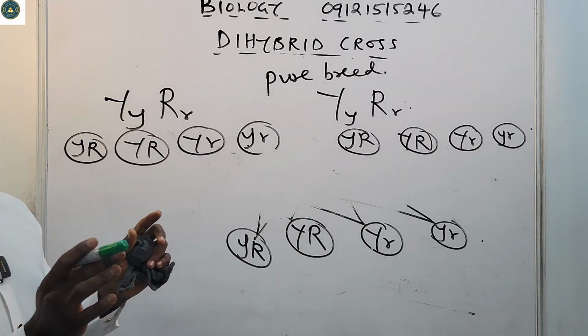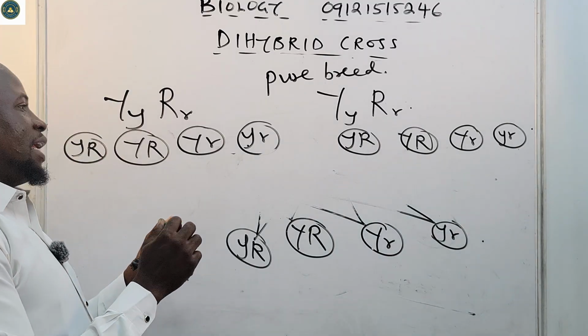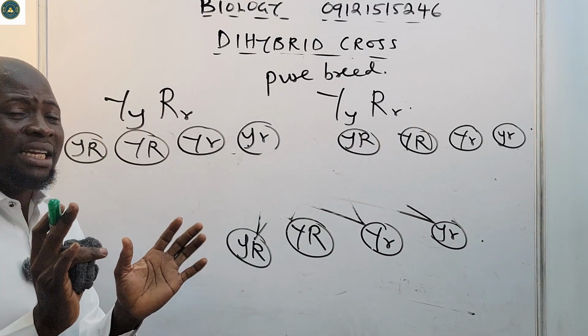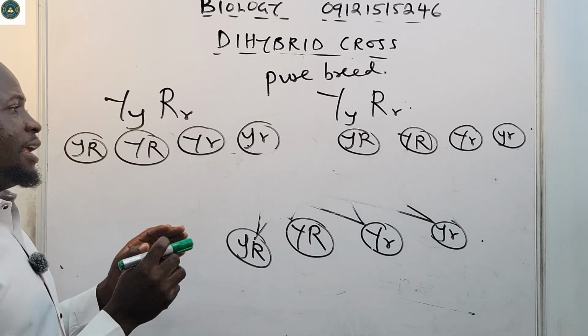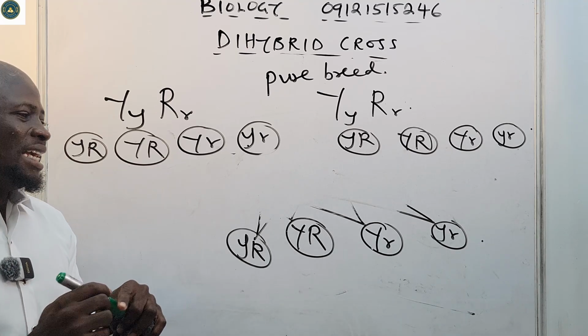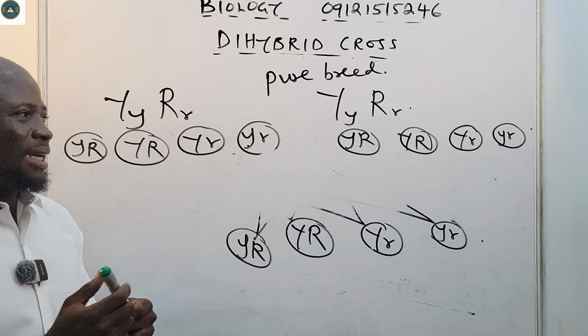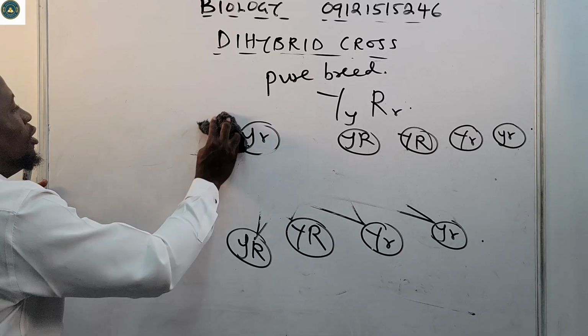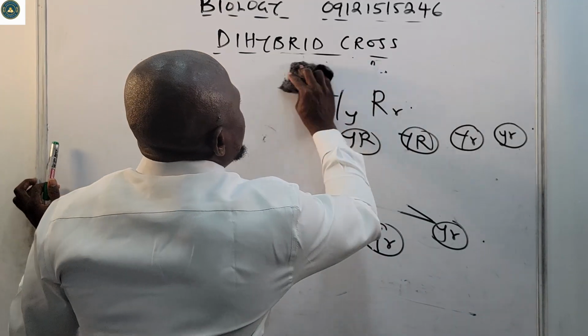So now we're not going to do the cross yet. We're going to use our Punnett square to do the cross, to make it very easy for us. But before we do this cross, let us keep our gametes in one place and talk about the law of independent assortment in a more understandable form.